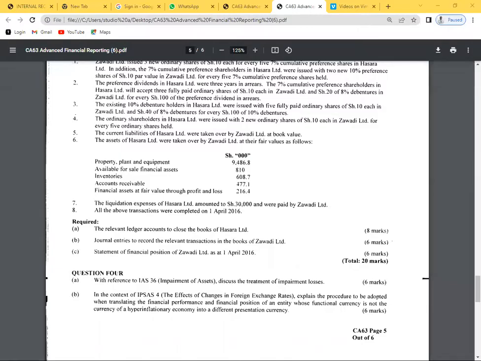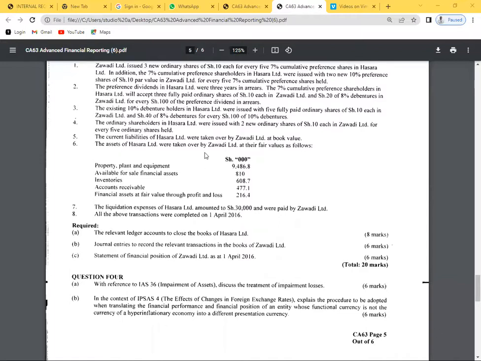Ladies and gentlemen, to close these books of Hasara Limited, the first thing that you need to do is a calculation which captures the purchase consideration. So the first working there will be like, I want to close the books, but I would want to know, how much am I paid to even think of closing? So number one, I have to do an account called PC, purchase consideration. I'm being purchased, remember.